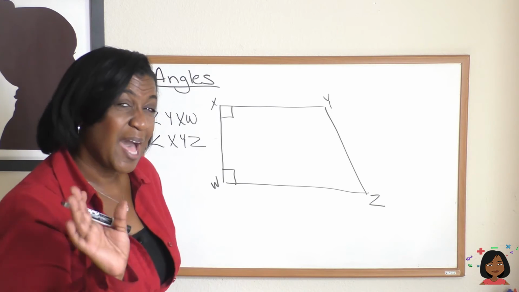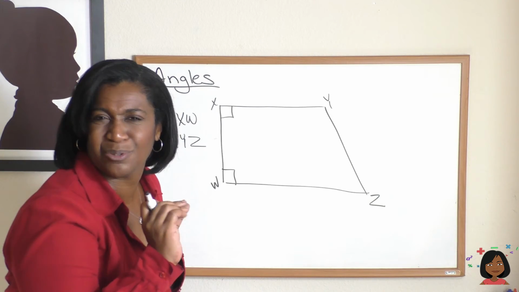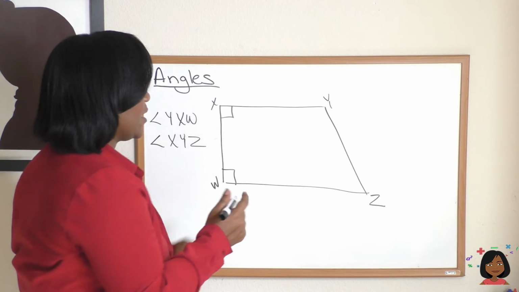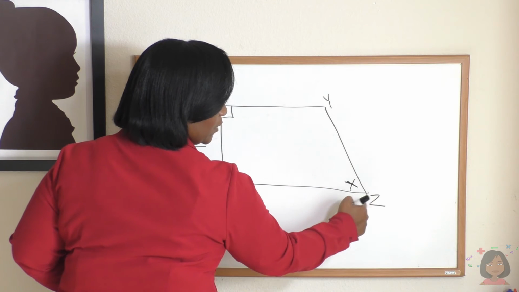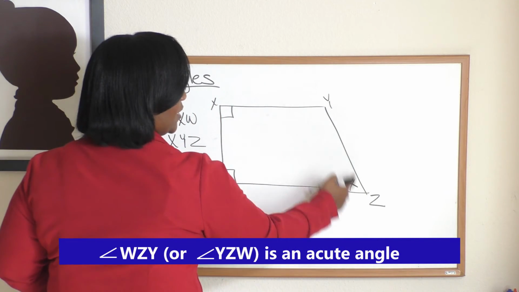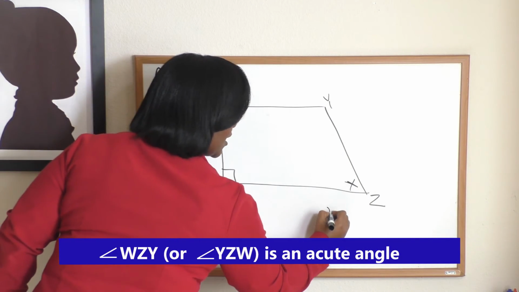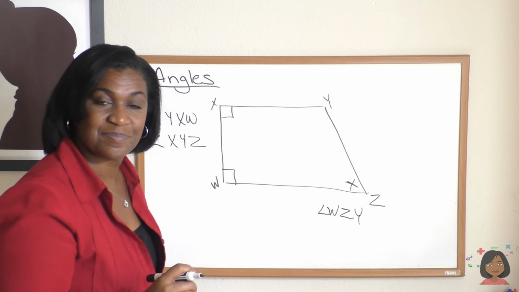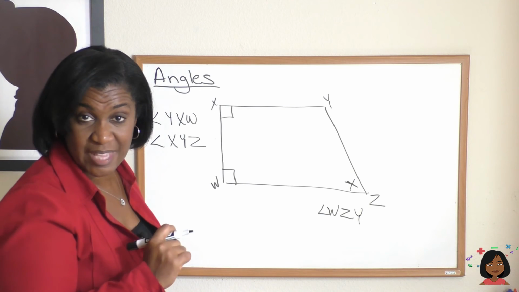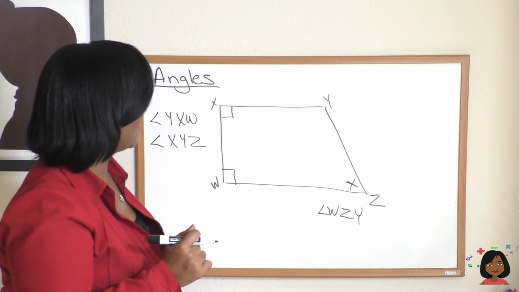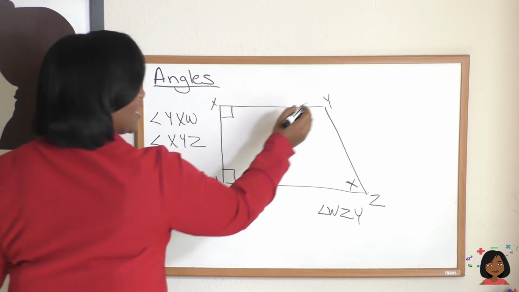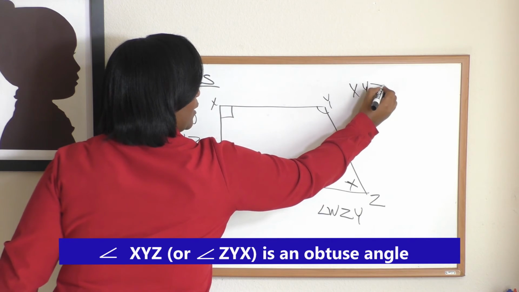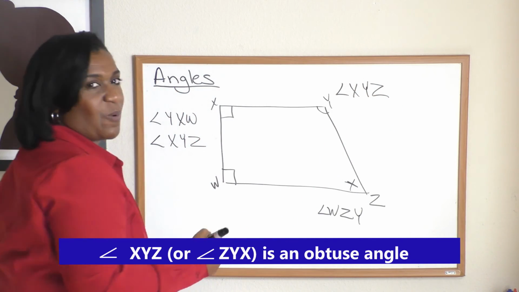Do you see any acute angles? They're so tiny, they're cute. They're less than 90 degrees. I see one. Look right here. This one. WZY. So WZY is acute. And do you see any obtuse angles in this shape? I do see an obtuse. It's right up here, the Y, right? And how do we name that? XYZ. Angle XYZ.